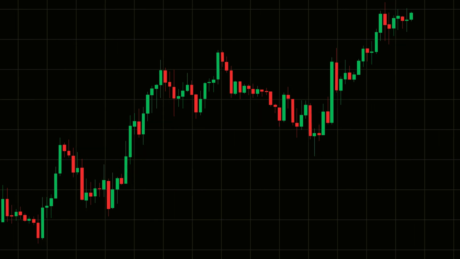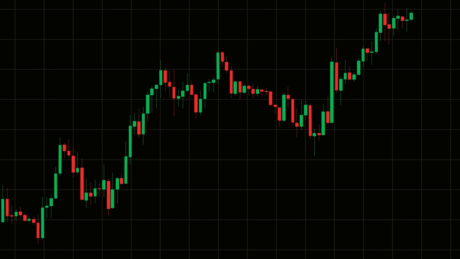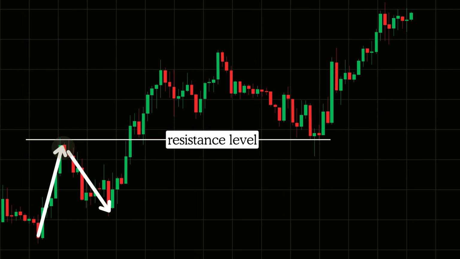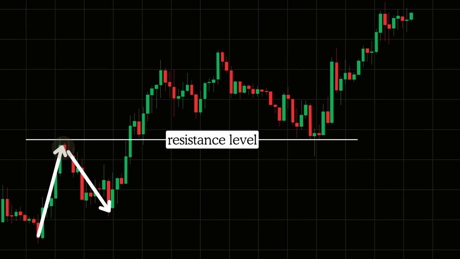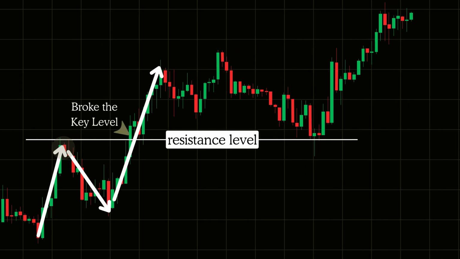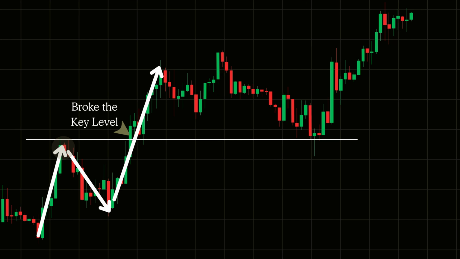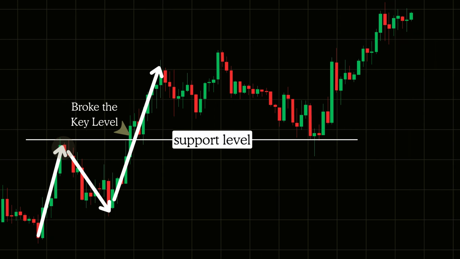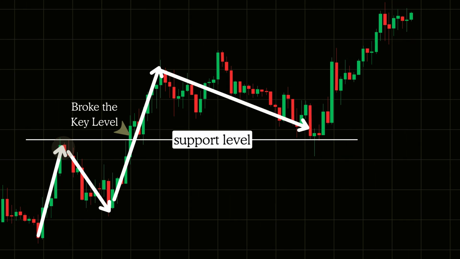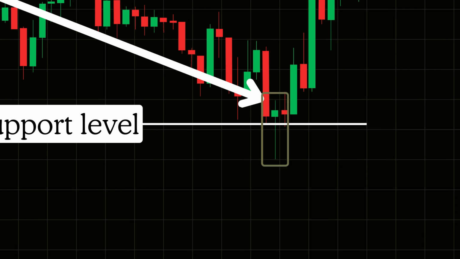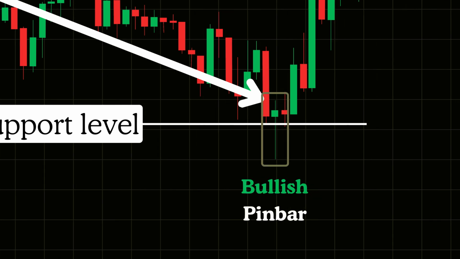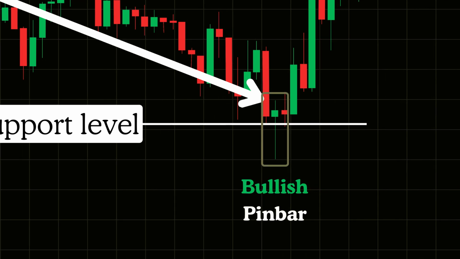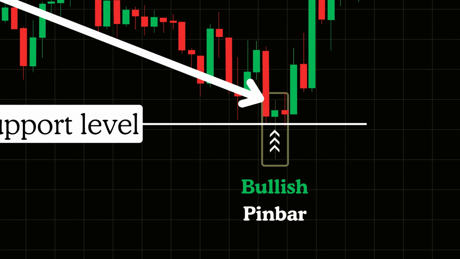In this chart, we observe that price advanced, touched a level, and fell, marking this zone as resistance. Later, price moved up again and broke above that resistance, which now flips into a support level. Soon after, price dipped back down to test this new support zone and formed a bullish pin bar. Once more, the candle features a small body and a tail extending downward, signaling rejection from below.